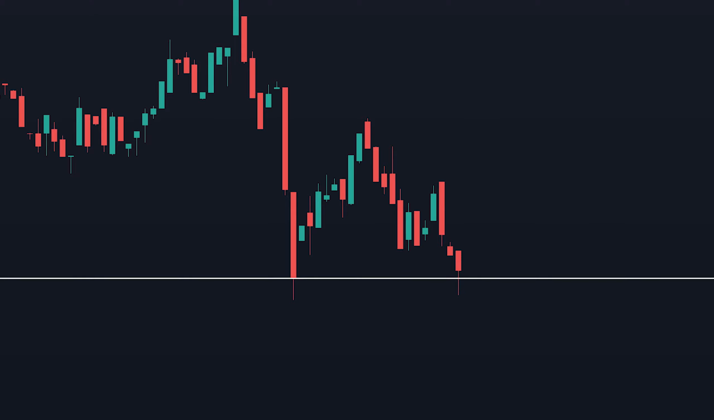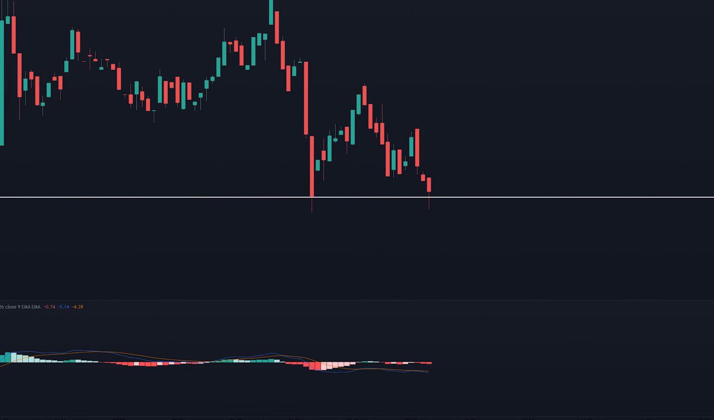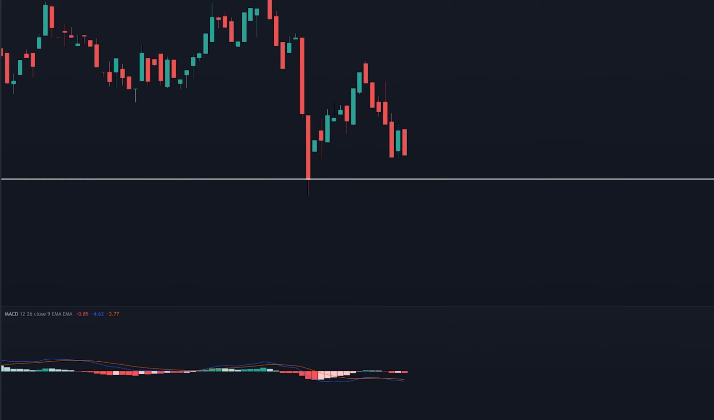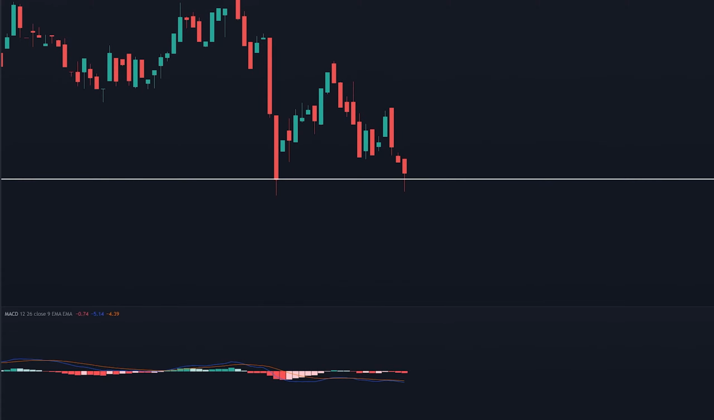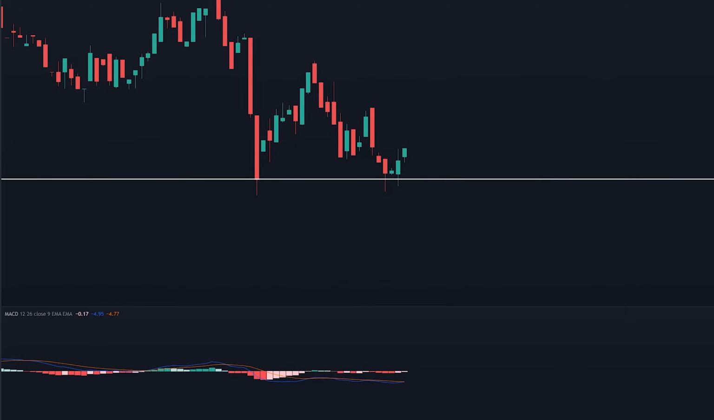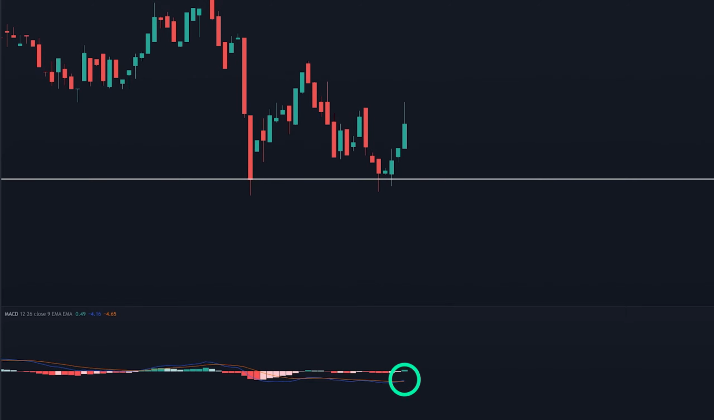If we want to make sure the price is about to change in momentum, that's when we bring out the MACD indicator. So what you would do is make sure the price is above the 200-day moving average. Once the price hits the support made, wait for the lines on the MACD to cross below the 0 level, and that's when you enter the trade.